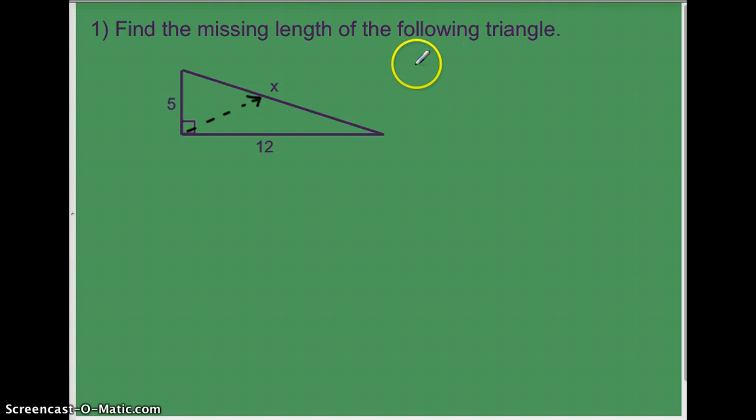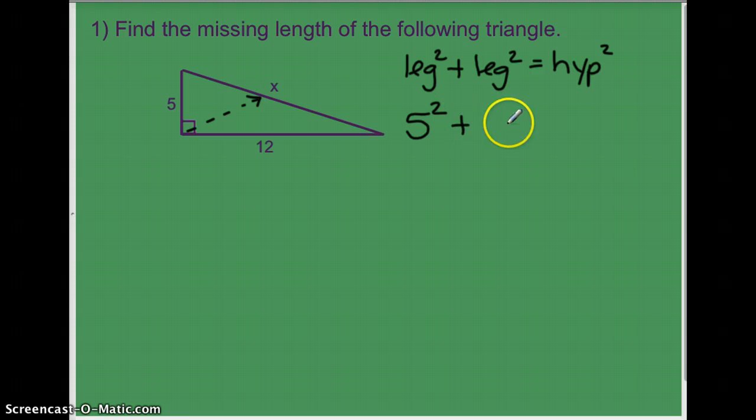So when I set this up, I know the formula says leg squared plus leg squared equals the hypotenuse squared. So my legs are 5 and 12. My hypotenuse is x. So I'm just going to plug my numbers in. 5 squared plus 12 squared equals the hypotenuse, which that's x, so x squared.